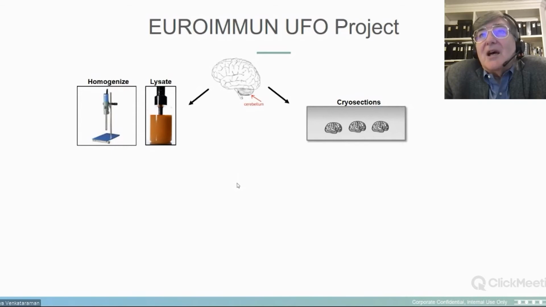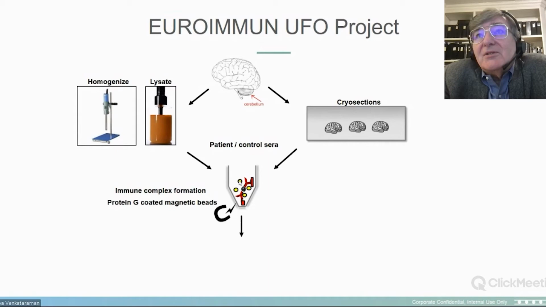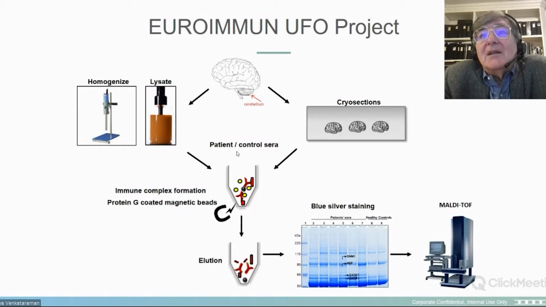What the UFO project does is it takes a brain and homogenizes it, and makes a lysate, and then it takes the patient serum or CSF and mixes that in with the lysate. The antibodies that are present in the patient's serum or CSF will then complex with their antigenic target, forming immune complexes. Then, using a method that is very common in immunology to precipitate immune complexes, one can add magnetic beads that are coated with protein G. Protein G will interact with immunoglobulin and pull down the beads.